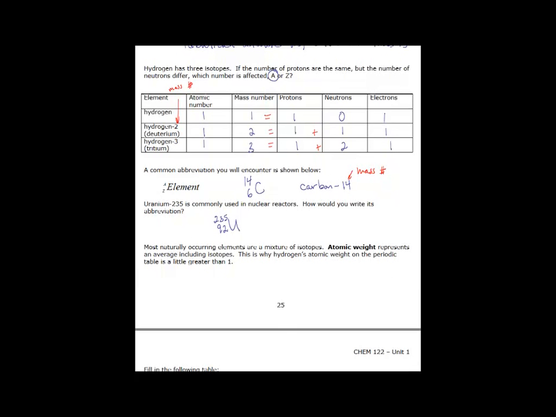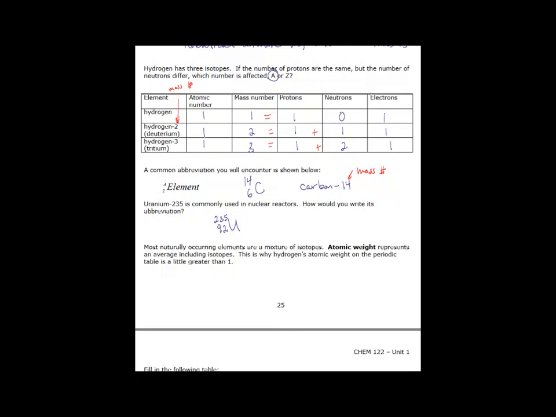Naturally occurring elements are mixtures of isotopes, meaning that in hydrogen, you might have hydrogen 1 that has no neutrons and has a mass number of 1. You might have some hydrogen 2 and some hydrogen 3, but a much smaller percentage. So most naturally occurring elements are a mixture of isotopes. Atomic weight represents the average mass of this mixture of isotopes.